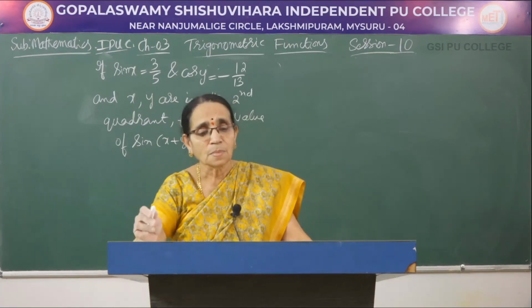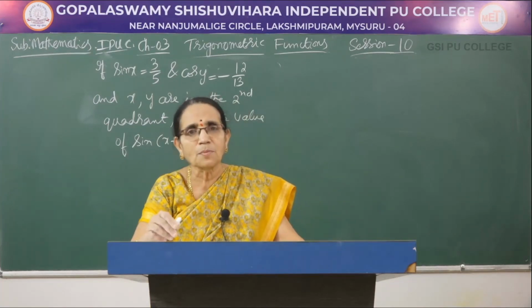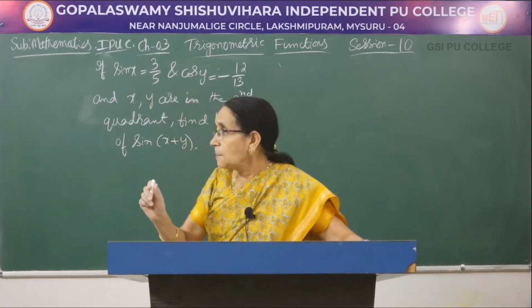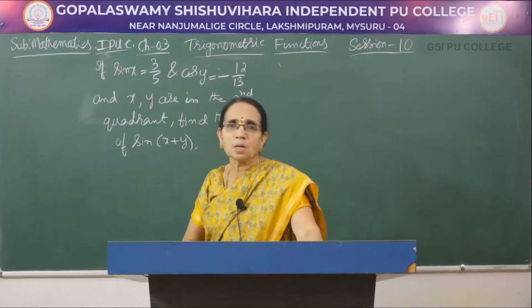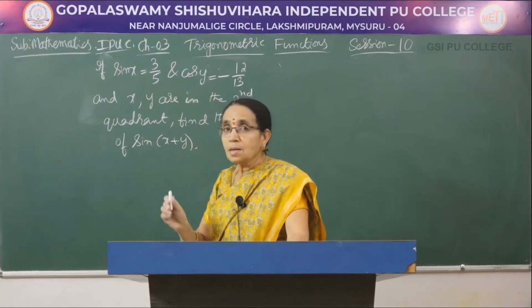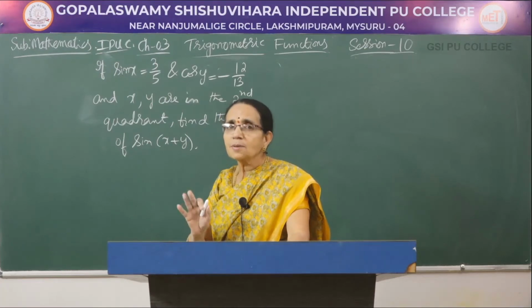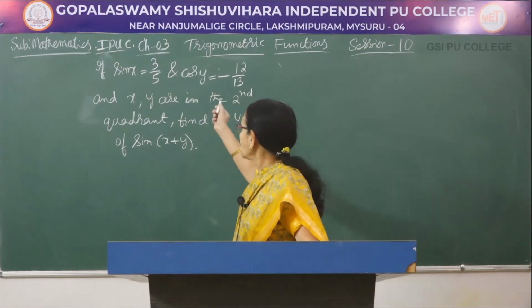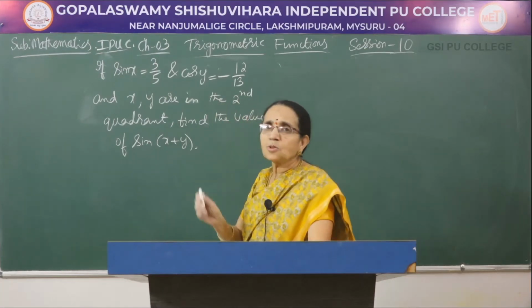Dear students, it is a different type of problem I am giving you now. Look here, two ratios have been given to us. sin x is 3 by 5. It is a valid value but not a standard value. And the other one, cos y is minus 12 by 13.